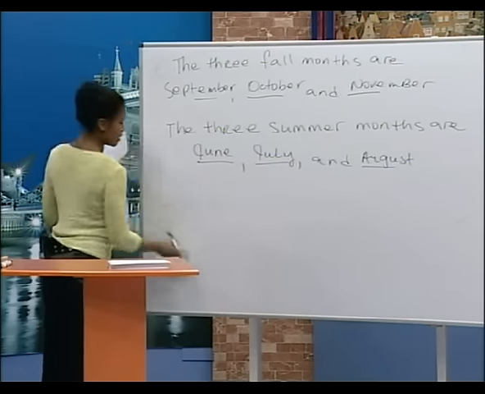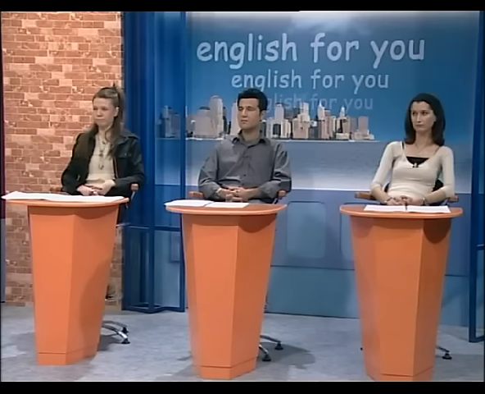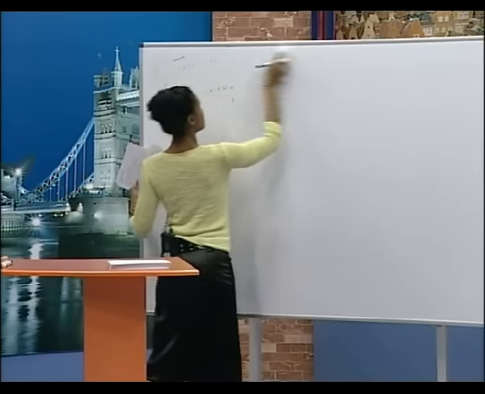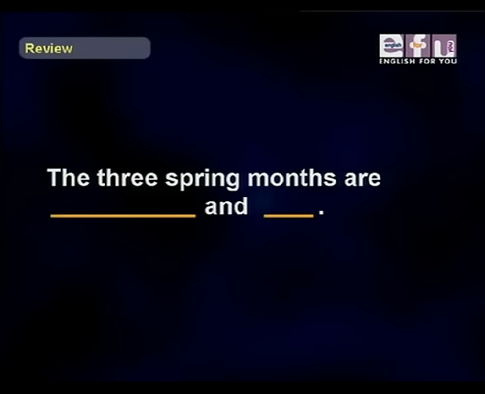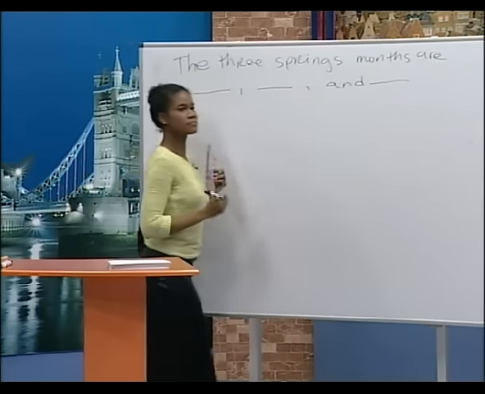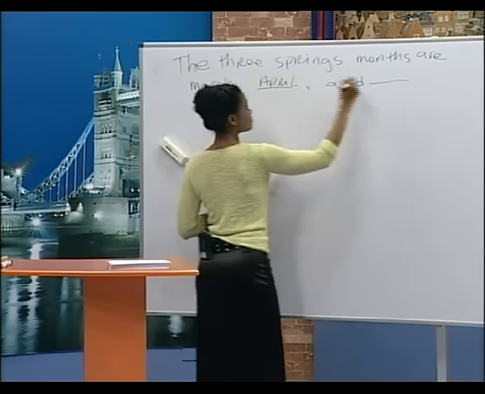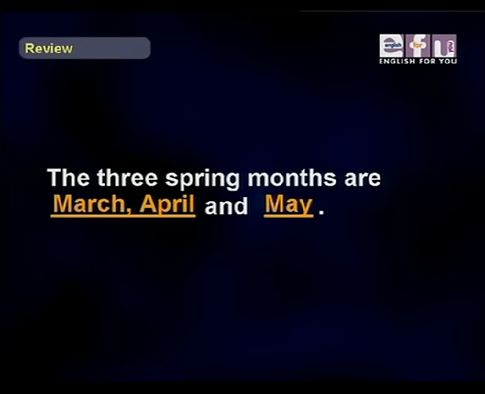Now, Sylvia, last but certainly not least, your example about seasons. The three spring months are and what? The three spring months are March, April, and May. Very good, Sylvia. Okay, the three spring months are March, April, and May.